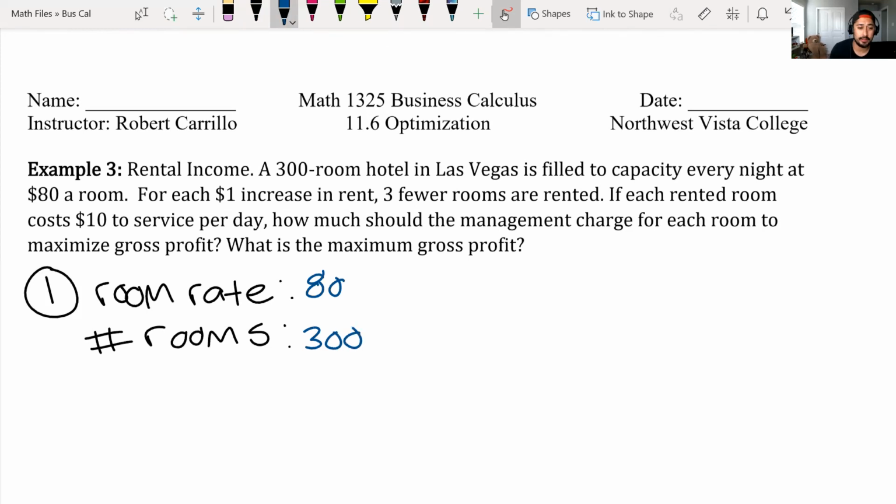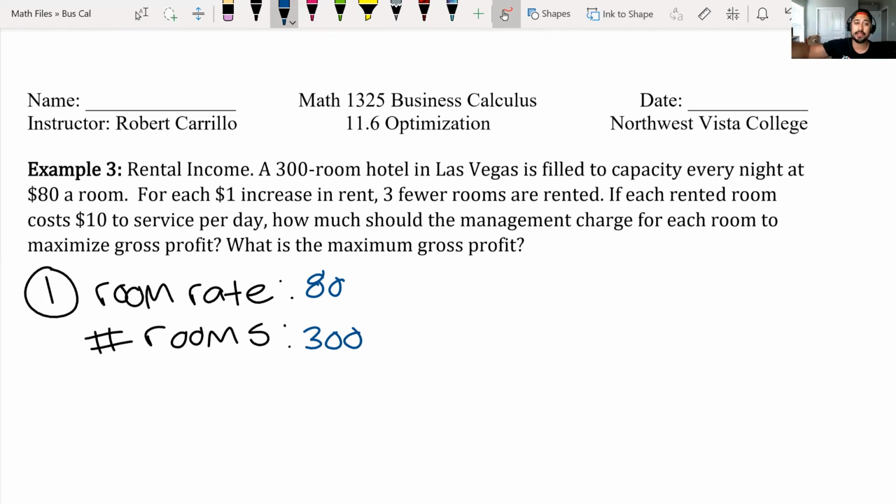Where are they staying at? The Flamingo, Circus, maybe even the Hooters Hotel. All right, so $80 a room, maybe Excalibur. I stay at Excalibur.